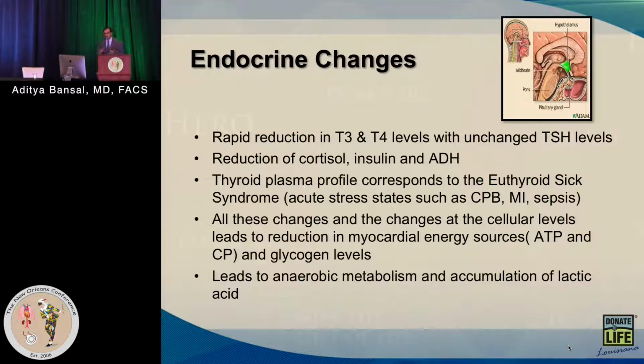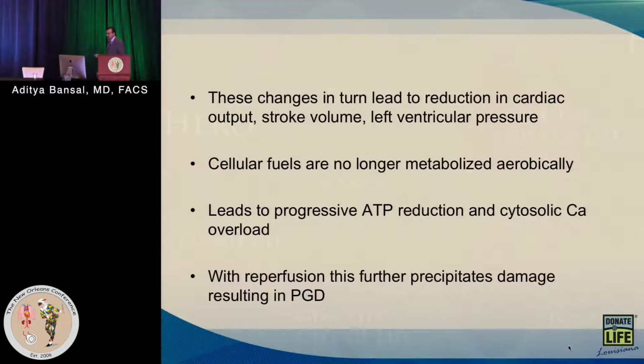What's happening at the cellular level is that it leads to a reduction in myocardial oxygen sources. ATP, CP and glycogen levels are being consumed. What happens because of that? Anaerobic metabolism happens. It further results in a reduction in cardiac output. So you had already started with that initially. Now you have endocrine changes that are affecting cardiac output further, stroke volume further, left ventricular pressures. Cellular fuels are no longer metabolized. You get excessive progression of ATP reduction and calcium overload. With reperfusion, these precipitate further PGD.